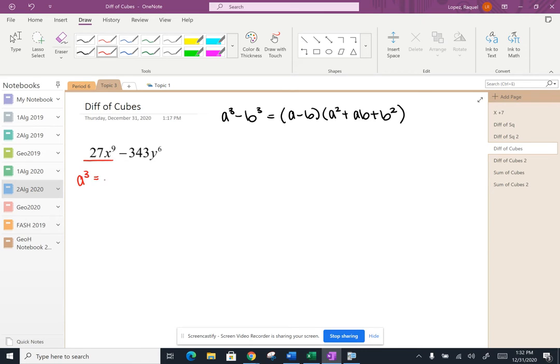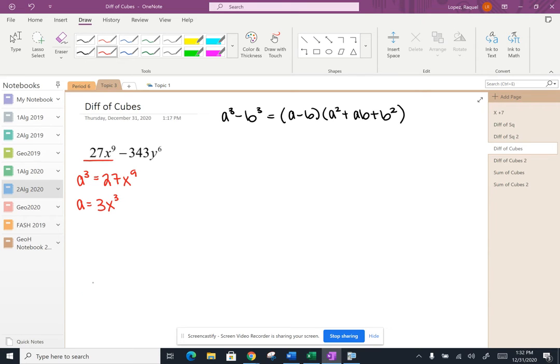So a cubed is going to be 27x to the ninth. Now, to figure out what a is going to be, I need to take the cube root of that entire expression. Looking at 27, I know that the cube root of 27 is going to be 3. And then when I look at my x to the ninth, I need to ask myself, what do I need to raise to a power of 3 to get x to the ninth right there? And that answer is going to be x cubed.